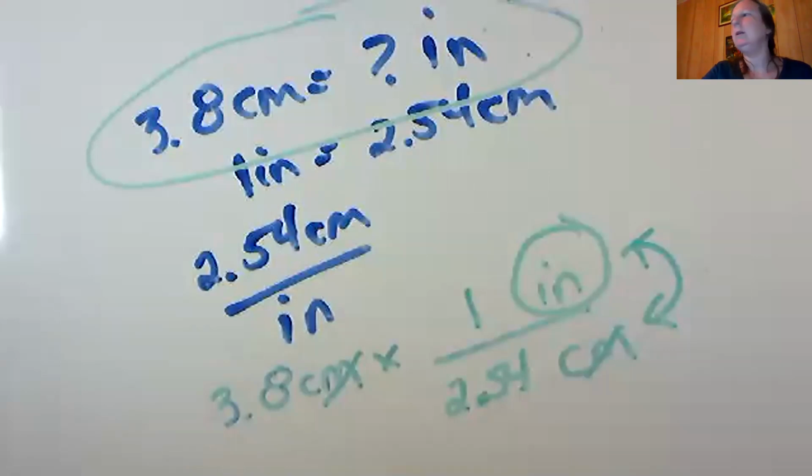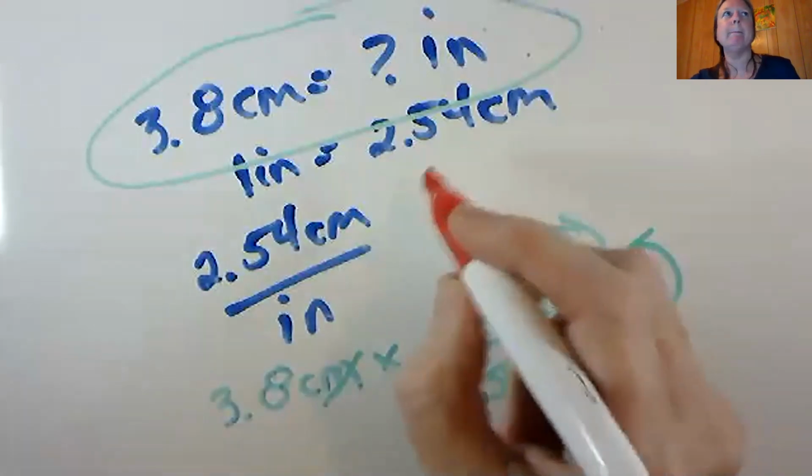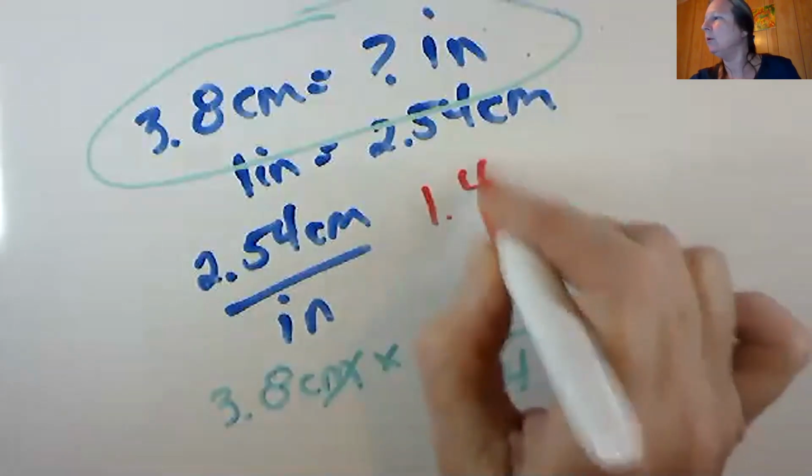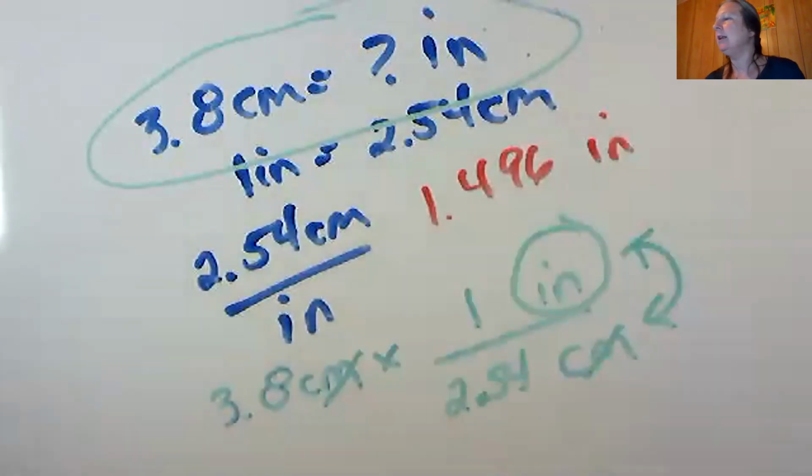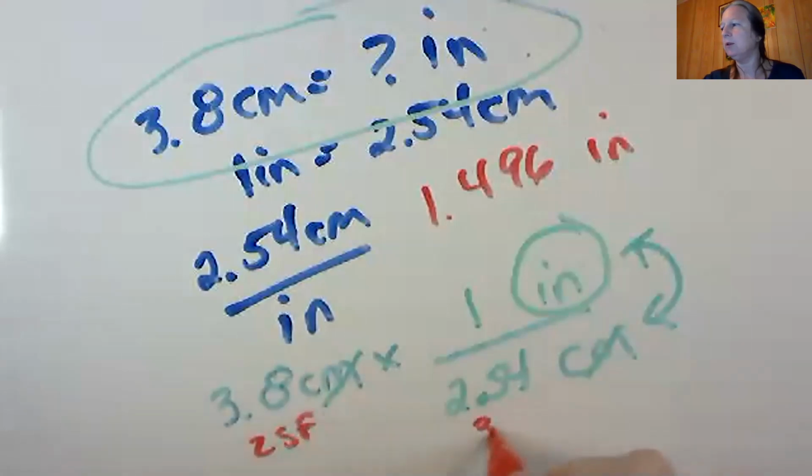So if I do this on my calculator, 3.8 divided by 2.54, I get, I'm going to squeeze it in here, 1.496, and there's a lot more numbers, but we'll go right there. There's my unit. Now, am I done? No. Now you've got to put your answer in the correct number of sig figs. This has 2 sig figs. This has 3 sig figs.